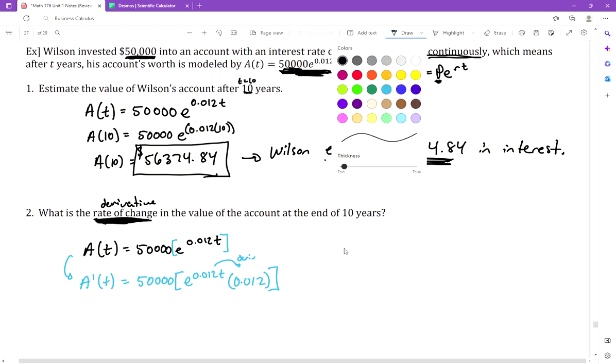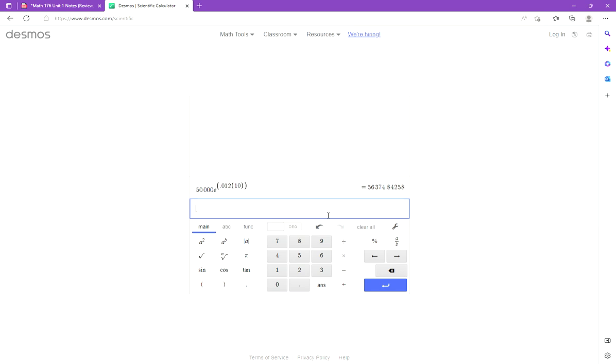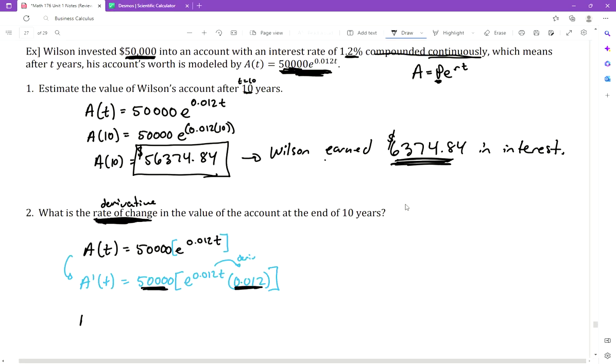Then let's clean it up. We should multiply this constant with this constant, so 50,000 times 0.012. I need my calculator again. 50,000 times 0.012 gives us 600. So we have A prime of t equals 600 e to the 0.012t. That was just the rate of change, so we found the derivative.